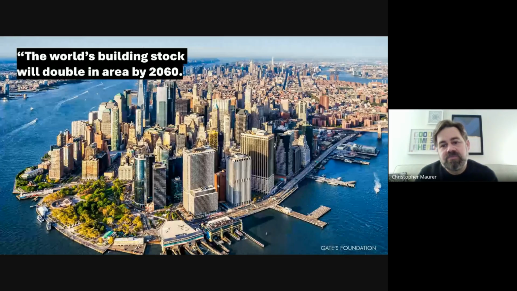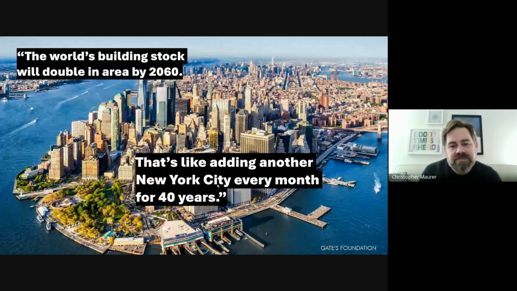It's about 2.5 trillion square feet of building. And put in terms of New York cities, that's like adding another New York City every month for the next 40 years to the planet. So it's a lot of building.